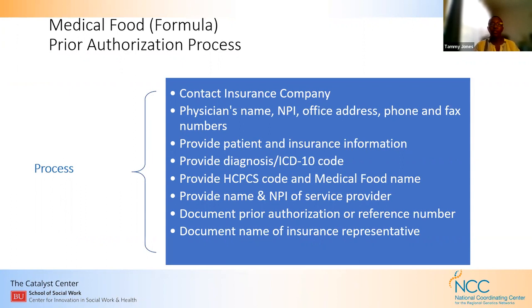ICD-10 code and diagnosis is what they'll also need, along with the healthcare procedural coding system code that is specific for that particular medical food. You provide the name and NPI of the service provider, and medical food is most often provided through a durable medical equipment company. There are rare occasions when the pharmacy benefit will also cover it and the patient may get it from a pharmacy, but again, it's most often obtained through a DME company.